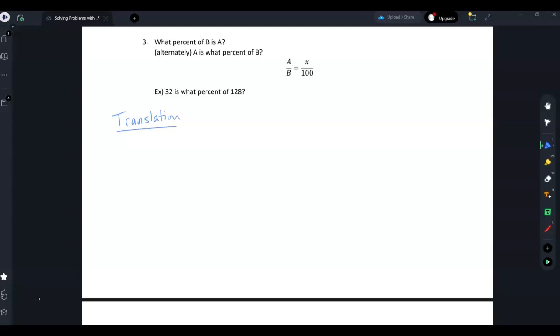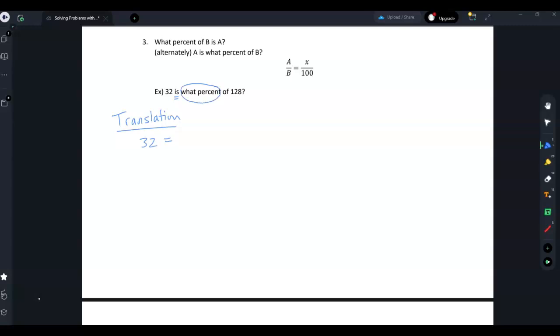So I'm going to choose to do translation first, and I'm going to translate this question. 32 is what percent of 128? So 32 is would be 32 equals. And then what percent of 128? So whenever I see the word what or what number or what percent, that's where I would use my variable.